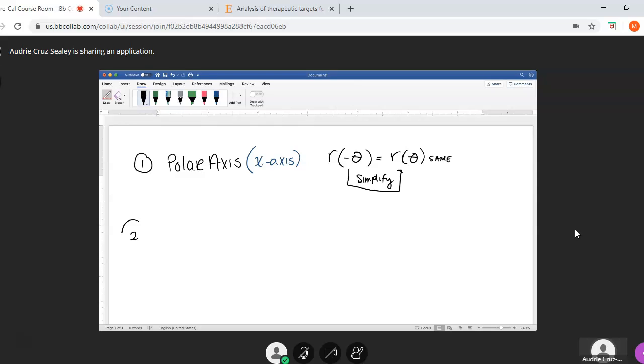Okay. Number two, let's say I want to figure out if we're symmetric about the pole. Again, if we're comparing this to rectangular form, remember the pole is the same thing as the origin. Okay. So if we're going to do that, we're going to substitute in theta plus pi. And if you get the same thing back out, then the answer is yes, you're symmetric about the origin.